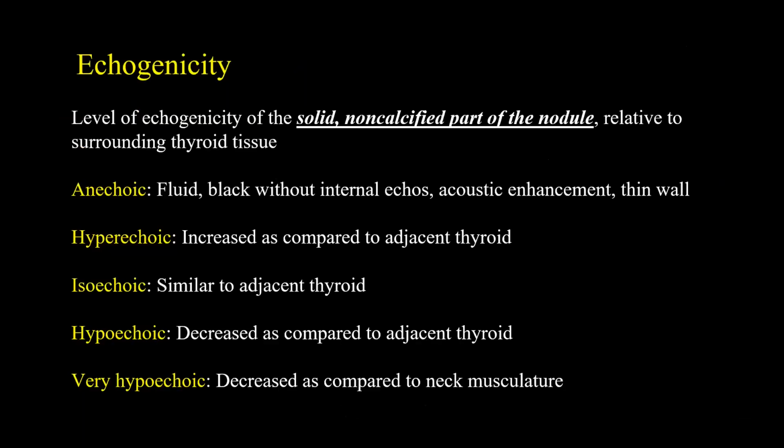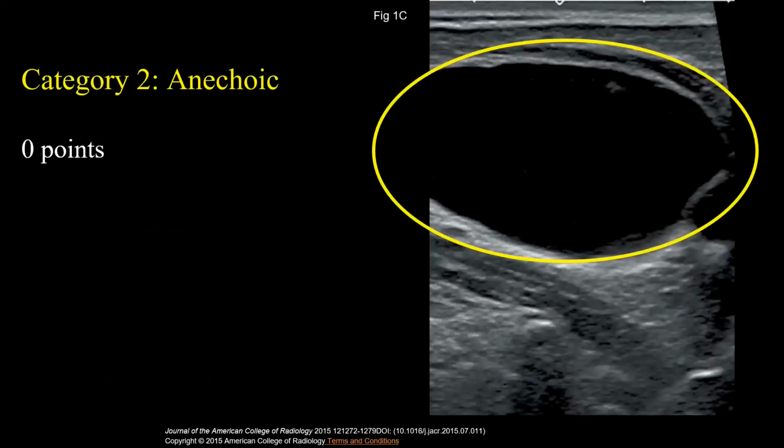The next category that we're going to look at is echogenicity. So the level of the echogenicity is of the solid, non-calcified portion of the nodule. So clearly, if we're talking about a pure cyst, then we're just going to have fluid and it's going to be anechoic. And if you look at the diagram that I initially showed, that would give you 0 points. So this is an example of that.